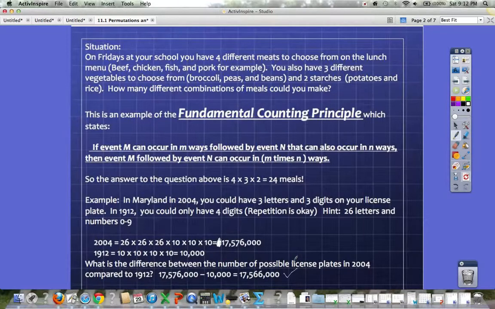And I dare say now, in the state of Virginia, we have 3 letters and 4 numbers after the letters, so it'd be even more. So that is a way of figuring this up using the fundamental counting principle. You multiply each thing and just keep on multiplying them together to find out how many choices you could have.